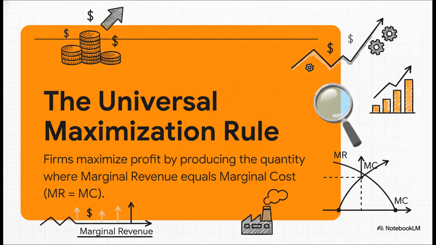This rule, MR equals MC, it tells you to keep selling licenses right up until the cost of supporting that one extra user is exactly equal to the revenue you get from them. That's your profit maximizing sweet spot. You go one unit beyond that point, and you are literally losing money on every additional sale.